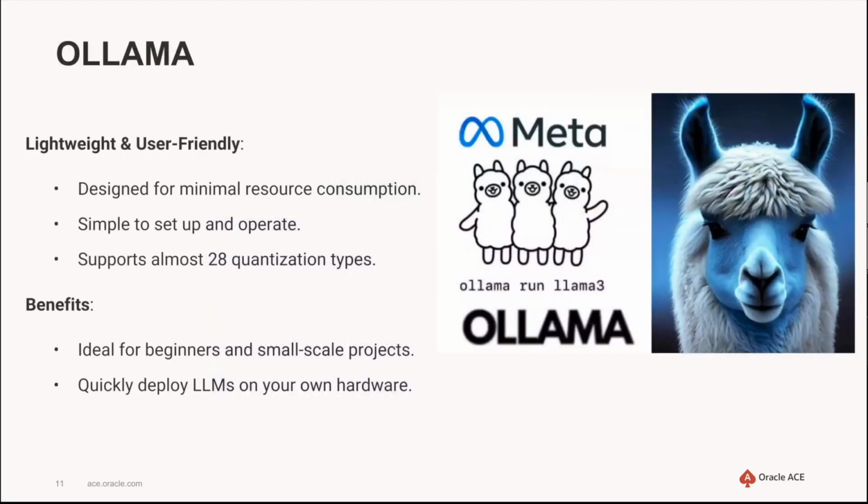As I said, it's lightweight, user-friendly, designed for minimal resource consumption, simple to set up and operate, and supports almost 28 quantization types or even more. One of the benefits is that it's really ideal for beginners. If you never used inference, Ollama is the go-to solution, for small scale projects, for example. Why? Because they have a huge community behind them. They have a release every 2 weeks. And it's really ideal for quickly deploying LLMs on your own hardware.